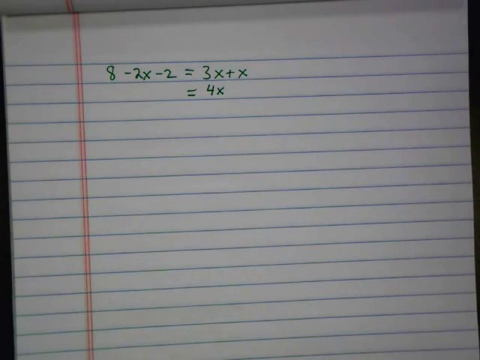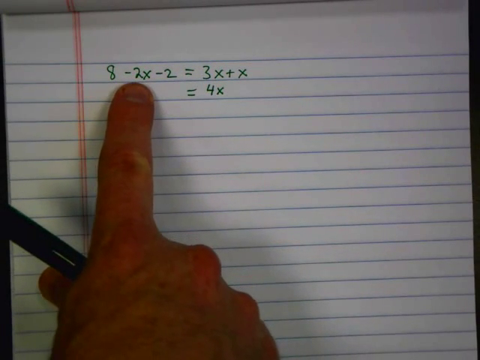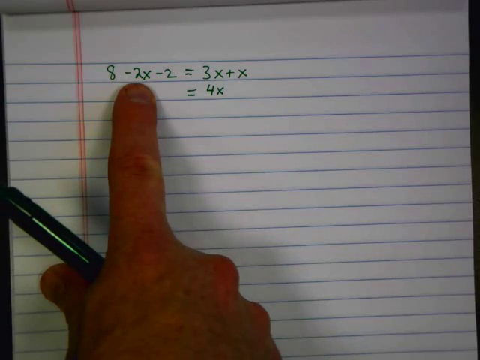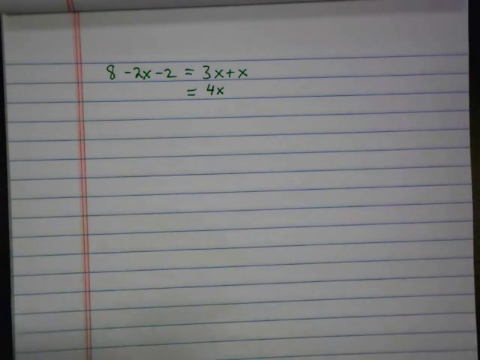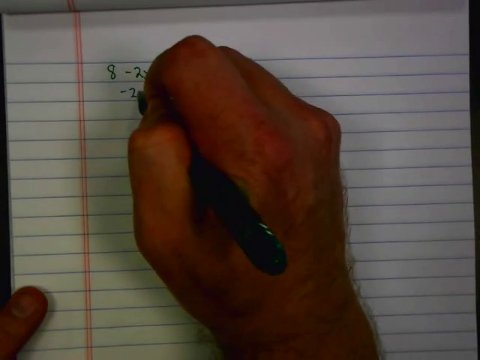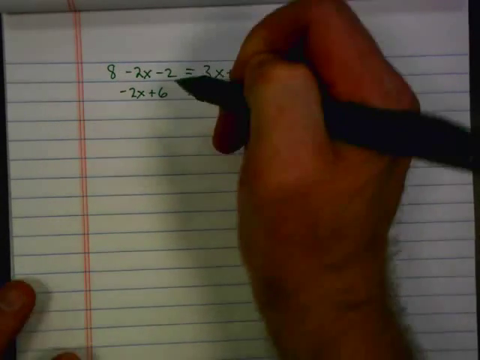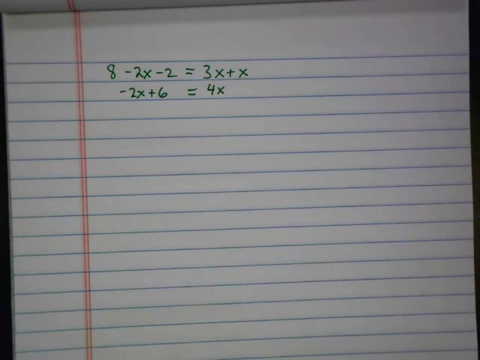How about on the left-hand side? The 8 and negative 2. I have like terms on the left-hand side too, don't I? I've got two numbers, 8 and negative 2. What do 8 and negative 2 make? 6. What's going to happen with that minus 2x? Eventually it's going to be added to the 4x. For now, we're just going to keep it though, right? Minus 2x plus 6. So that's something you have to do. Sometimes you have to clean up each side. Each side has like terms, and you can combine them together.